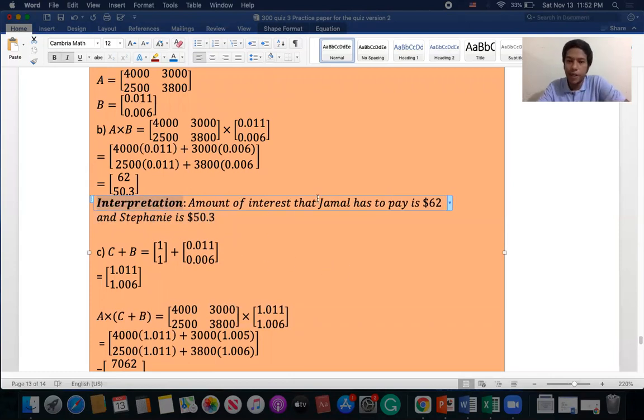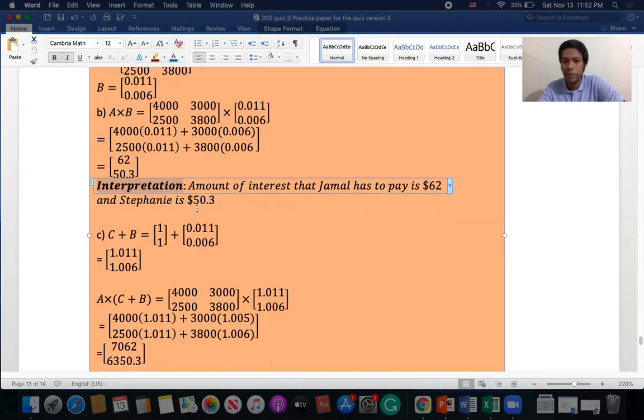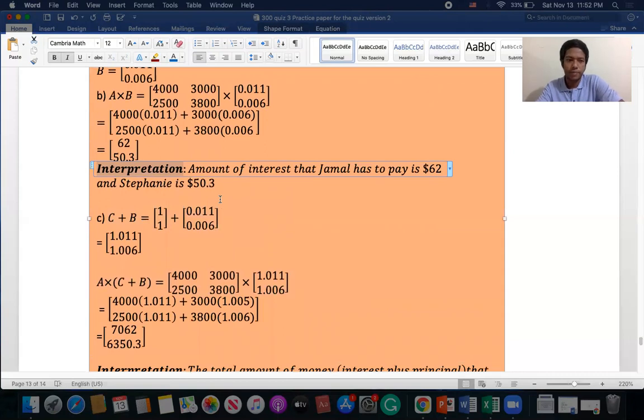You can even make it shorter. You can say Jamal's interest is this, Stephanie's is this. This is also fine. You will get the marks. You will not have to write it as it is written here. You can just write it in your own language. No problem with that.